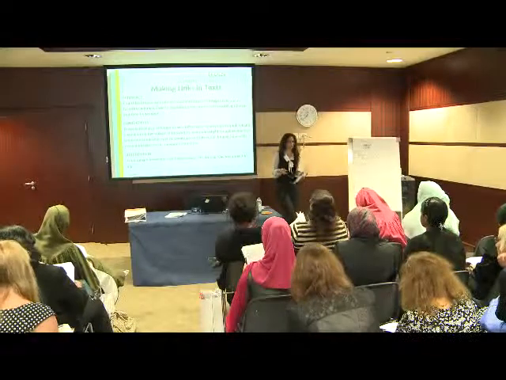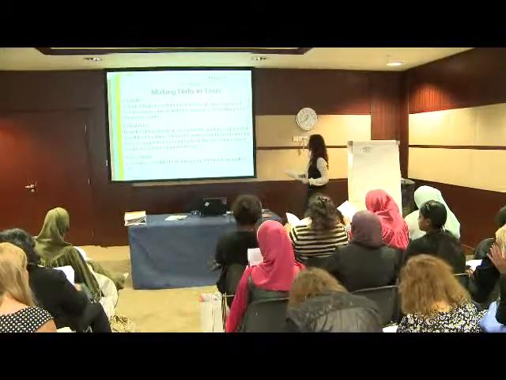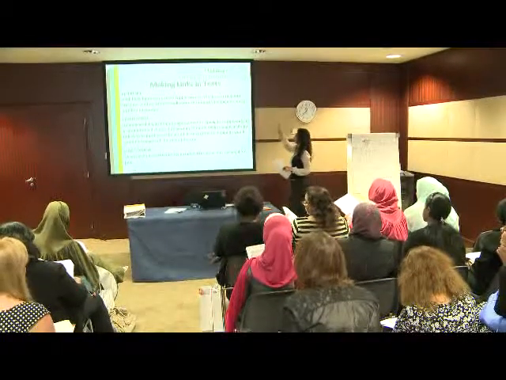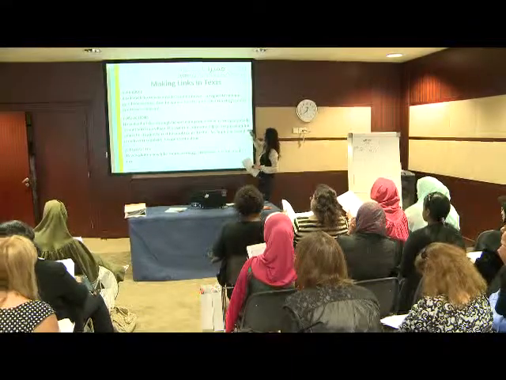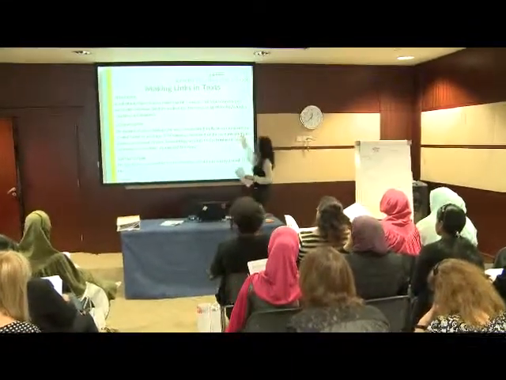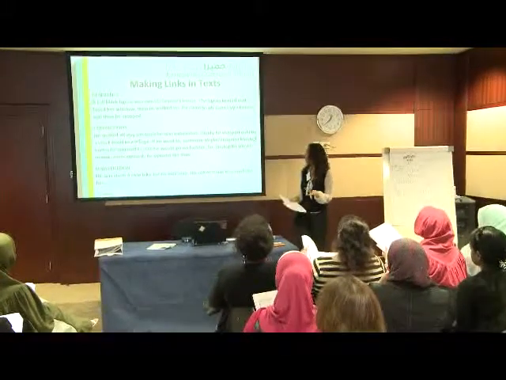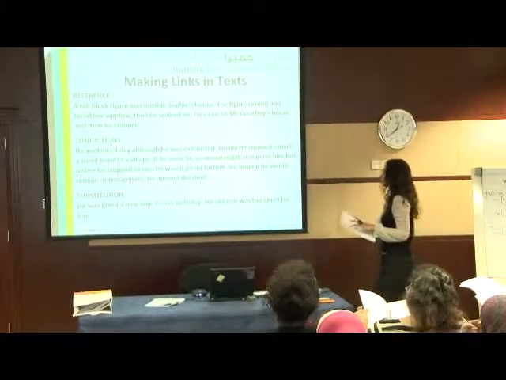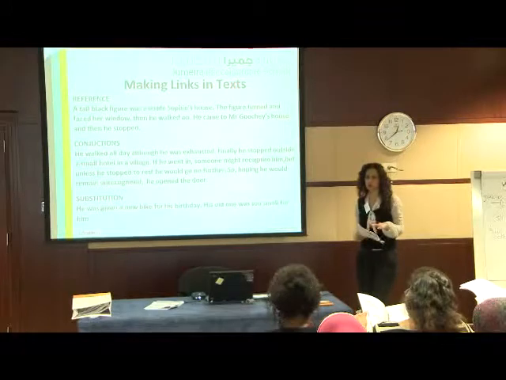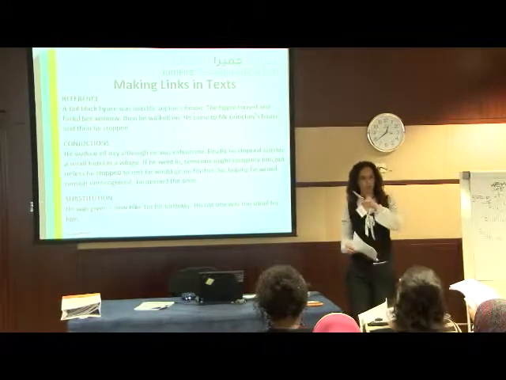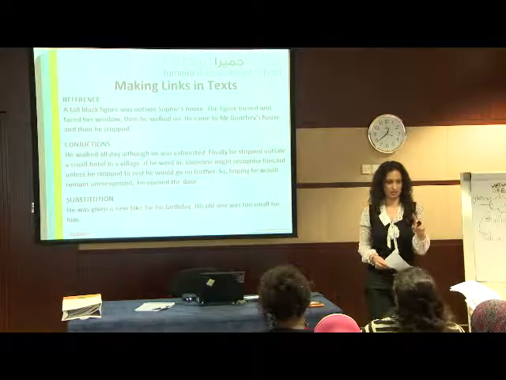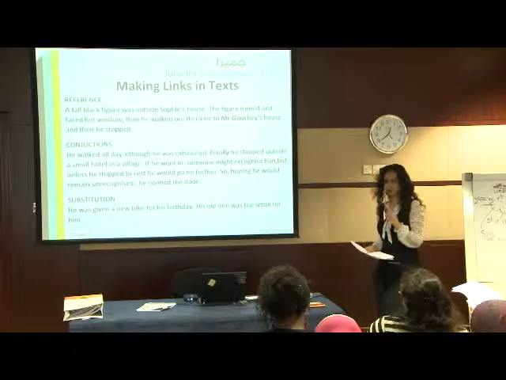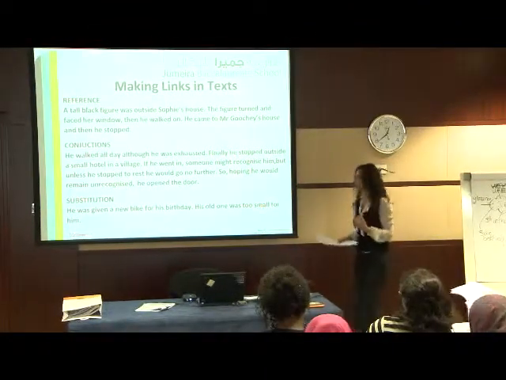References in text are very, very difficult for EAL students to grasp. So in the first sentence it talks about a tall black figure outside Sophie's house, the figure turning and facing her. He walked on, he came to Mr. Gucci's house, and then he stopped. We've got a tall black figure, we've got an awful lot of he's, we've got the figure, we've got Sophie's house, we've got Mr. Gucci. For some EAL students, all of those are different people and different things. They don't necessarily make the link to that tall black figure is the he. Those references need to be taught and supported.